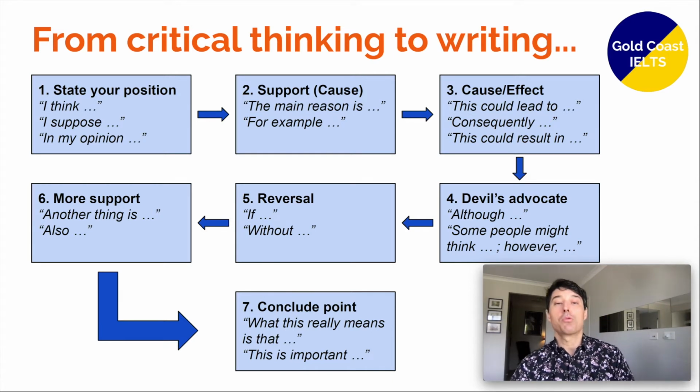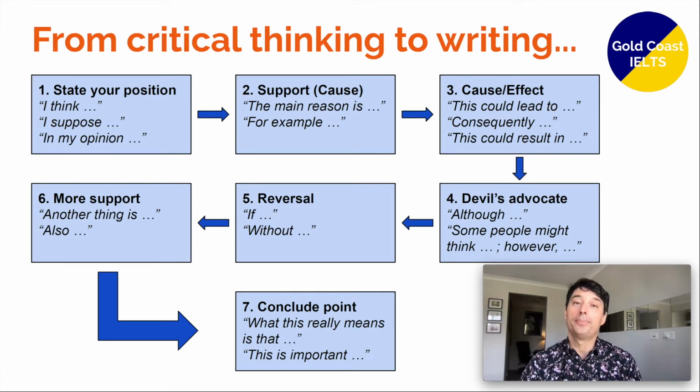The fifth sentence is a reversal, and we could start with if or without. Number 6 is going to be a little bit more support with a starter like another thing is or also. Finally, in the 7th sentence, we want to wrap everything up and conclude our point and start with something like what this really means is that, or this is important. Okay, be aware that this can become a very long paragraph. So if you want to make it a little bit shorter, you could delete number 5 and number 6 pretty easily.